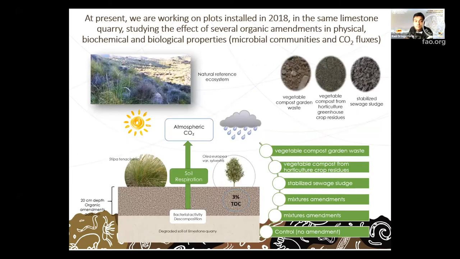I'd like to say that at present, we are working on the plots I showed at the beginning, installed in 2018 in the same limestone quarry, and we are studying the effect of several organic amendments on physical, biochemical, and biological properties. Biological properties are microbial community and CO2 fluxes. We are now using three inputs of organic matter: vegetable compost from garden waste, vegetable compost from horticulture, greenhouse crop residues, and sea waste sludge.